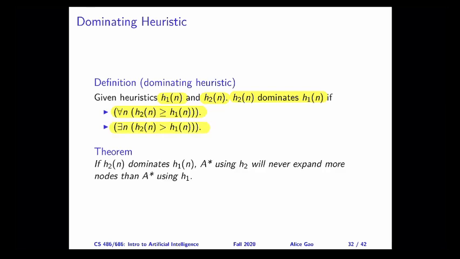In other words, for every state, h2 is weakly higher than h1, and for at least one state, h2 is strictly higher than h1. One consequence of this relationship is the following theorem. If h2 dominates h1, then running A star with h2 will not expand more nodes than running A star with h1. Therefore, if we use h2, A star will spend less time exploring the search graph and find the optimal solution faster.